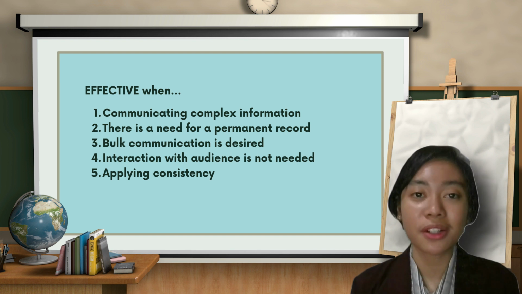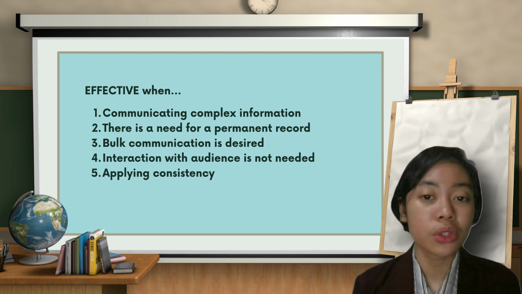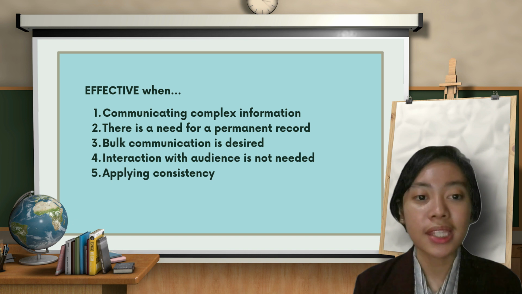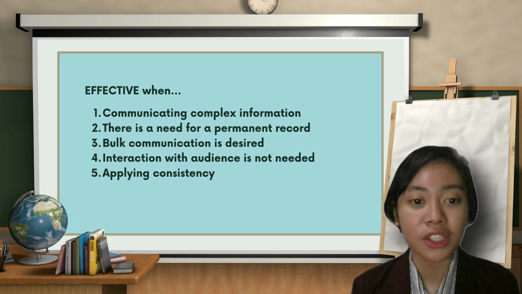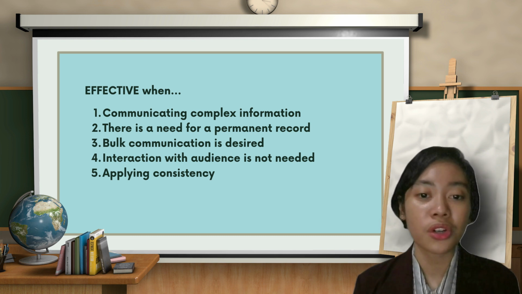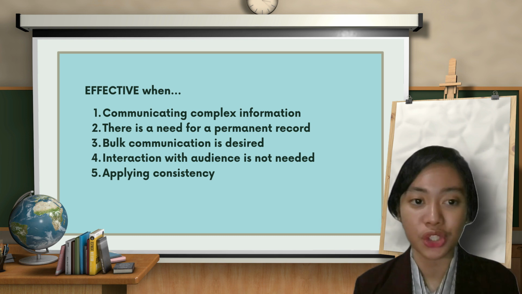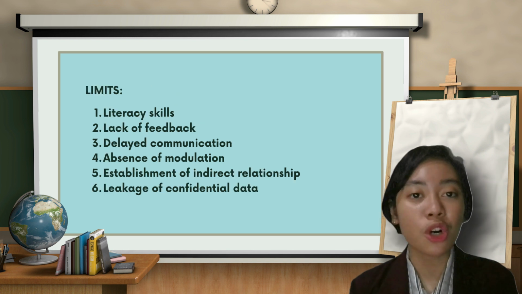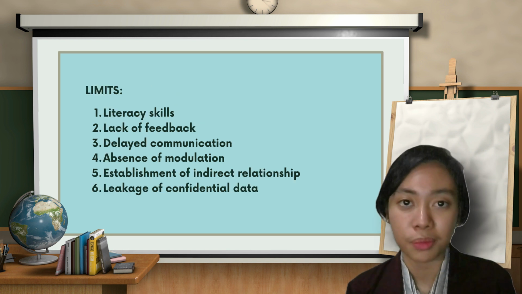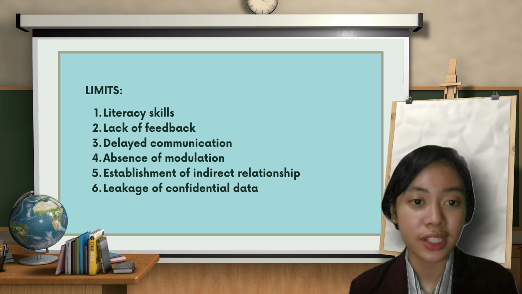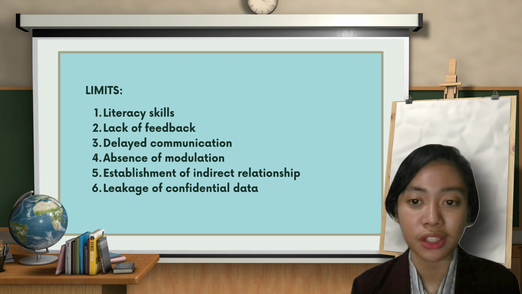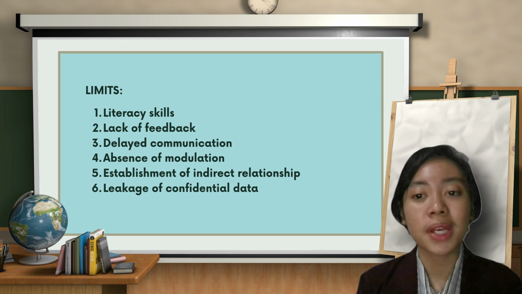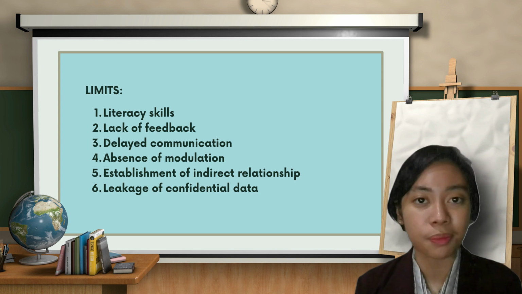Lastly, when applying consistency. Written messages do not change from person to person. This applies consistency to your receivers, and the accuracy of the message conveyed is the same across your receivers, such as research papers. Let us now proceed to the limits of written communication. First, literacy skills. Literacy skills is a major factor in written communication. When your receiver does not know how to read, your message becomes meaningless to that person.